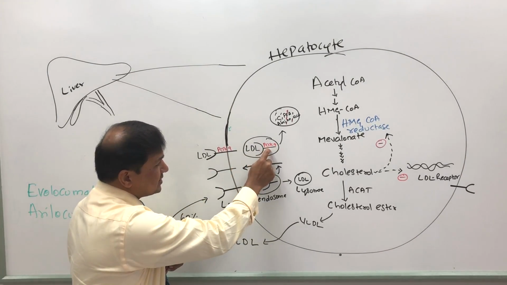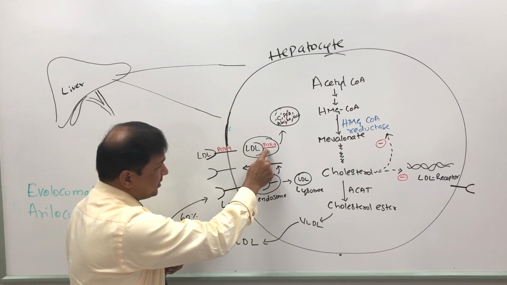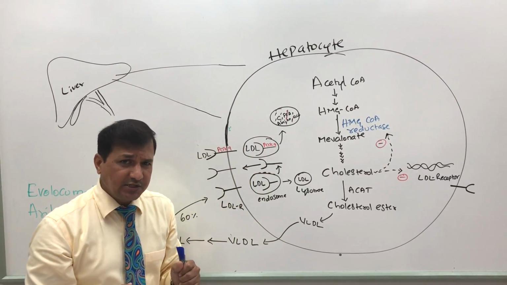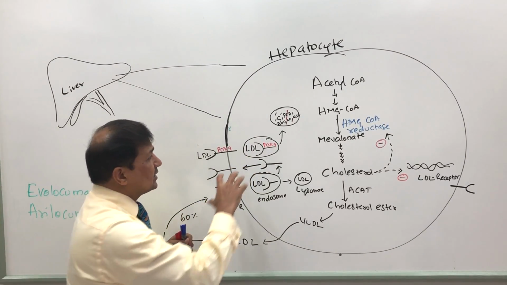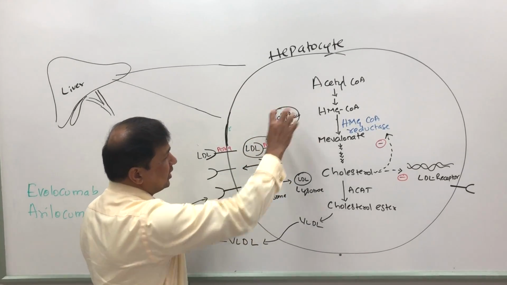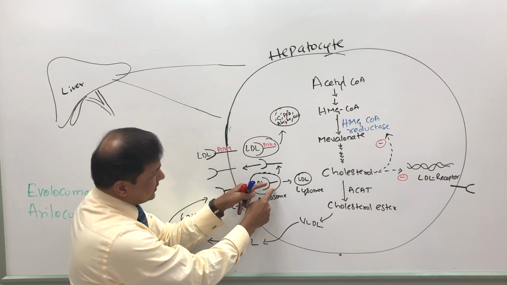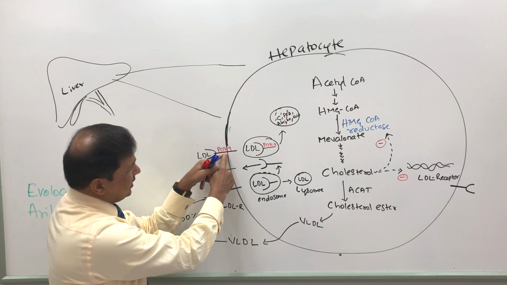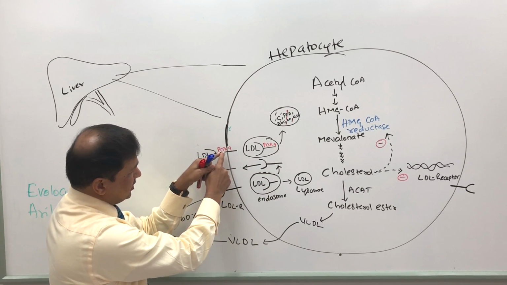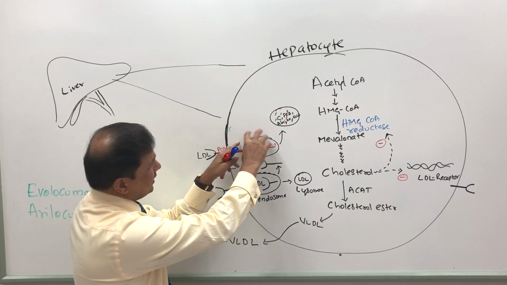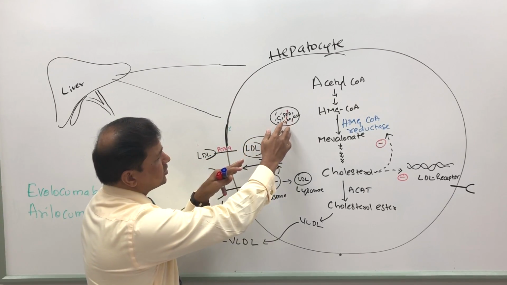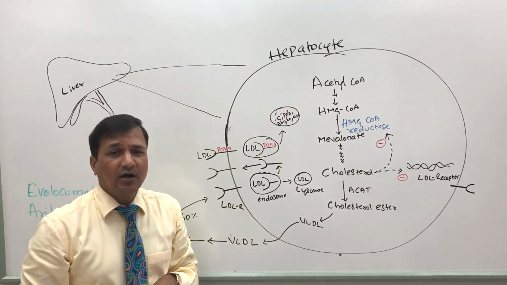Now, because PCSK9 is bound to the LDL receptor, the LDL receptor does not undergo conformational change. Because of this, what happens? This entire thing will be getting into the lysosome, instead of the LDL receptors recirculating back to the surface, because PCSK9 is binding to the LDL receptor here. That entire thing which is getting into the endosome will go to the lysosome and everything is degraded here.